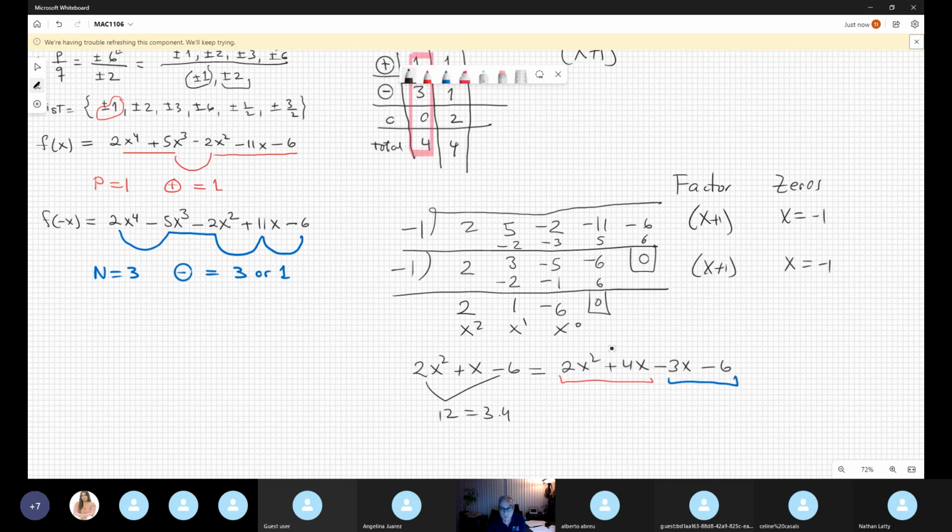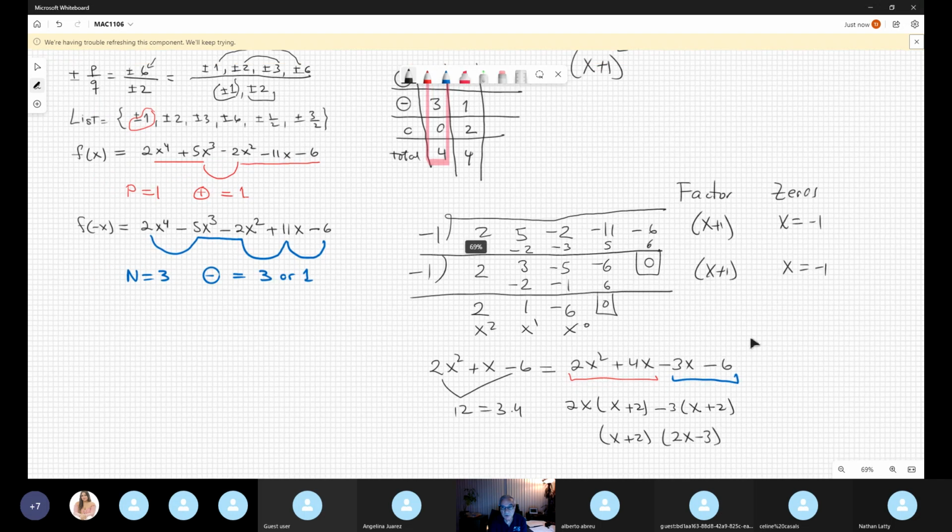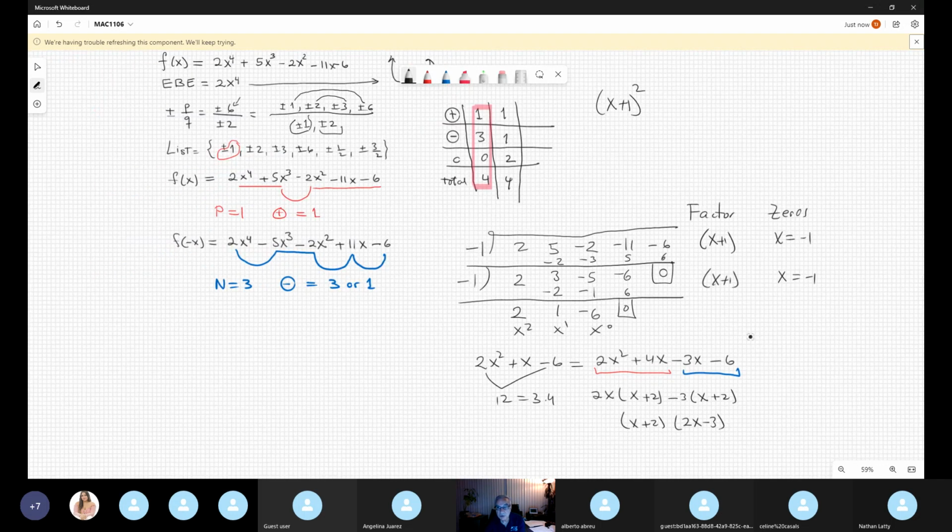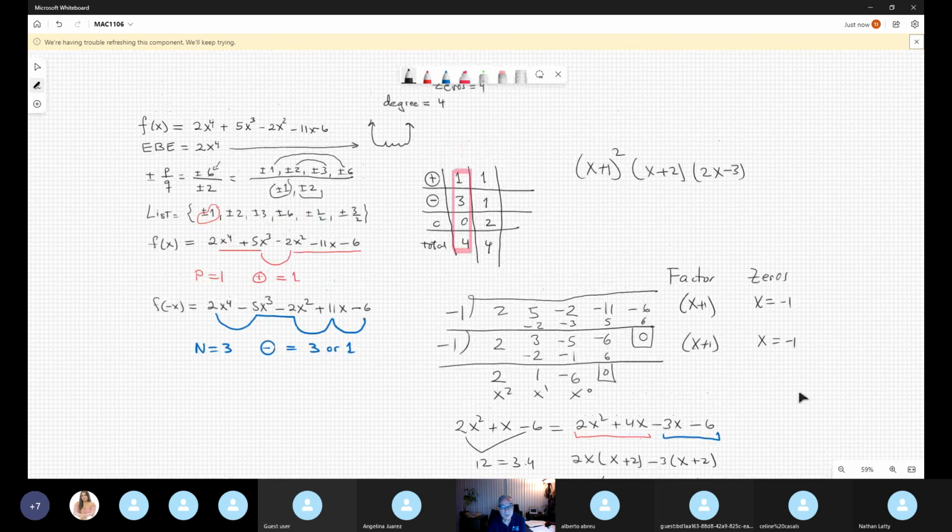Entonces es 2x, x plus 2. And the greatest common factor is minus 3, x plus 2. x plus 2, 2x minus 3. So now the total factorization for this polynomial was x plus 2 and 2x minus 3. This is equivalent, 100% equivalent, perfect to this polynomial.